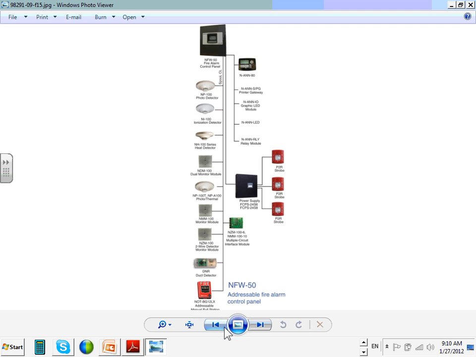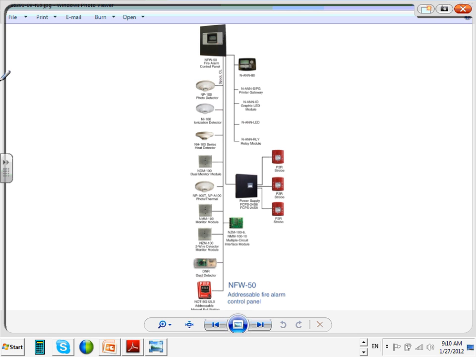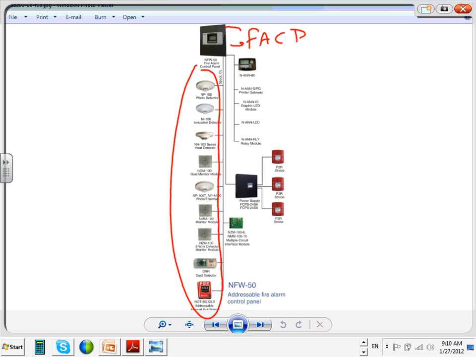This is a riser for your fire alarm panel. We haven't done the fire alarm panel, so please read it. The only thing I want to tell you right now is that the system is going to have your fire alarm control panel right in here. You're going to have a lot of detectors. All these are input devices, and you're going to have output devices. These are the eyes and the ears of the fire alarm system.